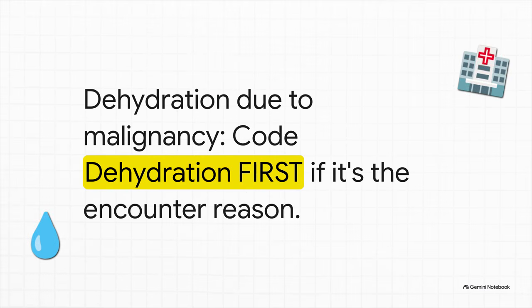Now, let's apply a similar logic to dehydration. If a patient is admitted solely for intravenous rehydration due to the malignancy, the dehydration strictly takes slot number 1. You code the dehydration first, followed by the specific codes for the malignancy. Because the entire focus of the encounter is rehydration, the dehydration wins that principal diagnosis slot.